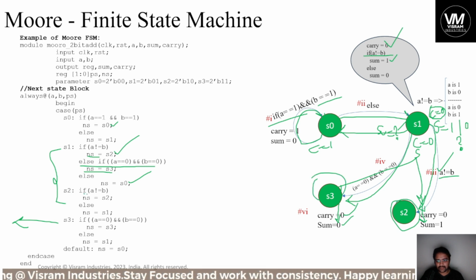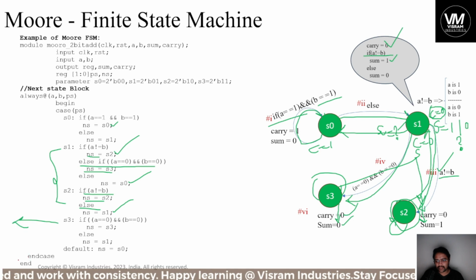For S2, if A is not equal to B, NS is equal to next state. And else, next state is equal to S1. It will go back. So I will take this color, and it will be going back to the else, the previous condition.